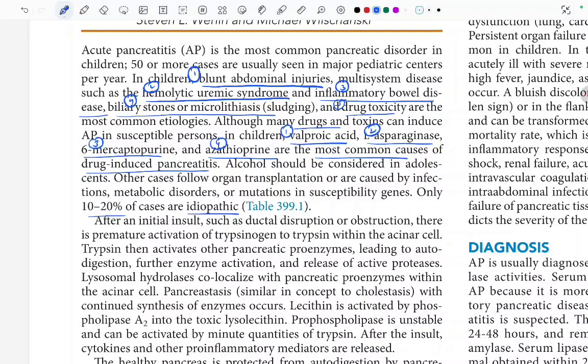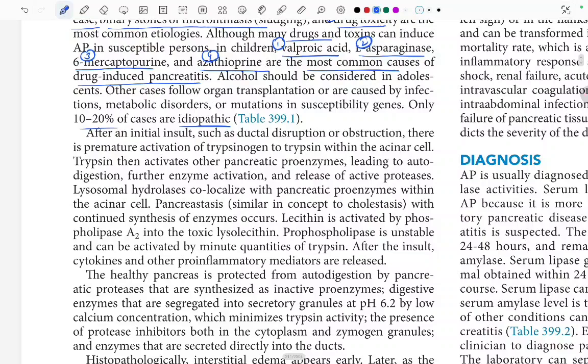After an initial insult such as ductal disruption or obstruction, there is premature activation of trypsinogen to trypsin. Now we are reading about the pathophysiology, what is happening. So there is a ductal disruption or obstruction. Due to this ductal obstruction, there is premature activation of trypsinogen to trypsin within the acinar cells. Trypsin then activates other pancreatic proenzymes. Fine, trypsin got activated, then trypsin is activating the other pancreatic proenzymes, leading to autodigestion.